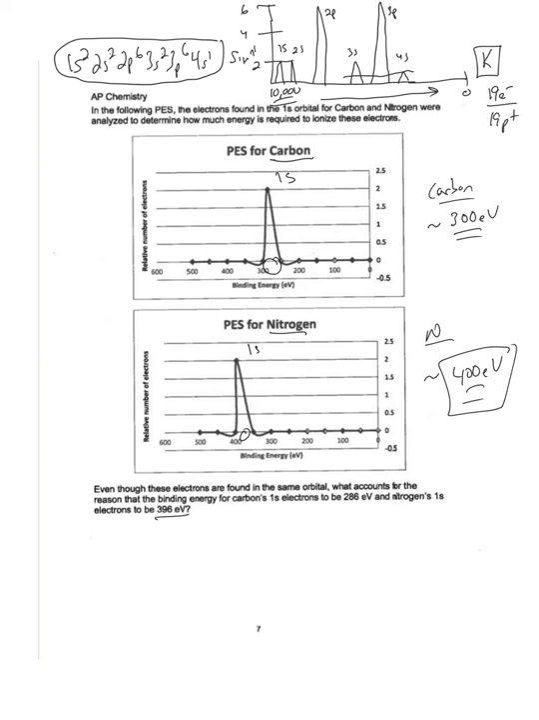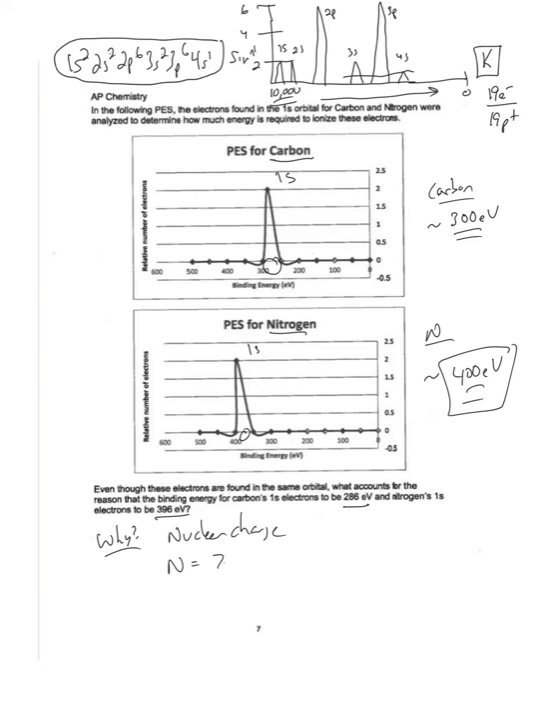And actually the exact values, I wasn't even looking, are down here. So for carbon, to pull the electron is 286 electron volts. For nitrogen, it's that. If they're pulling from the same orbital, why wouldn't it be the same binding energy? Why would it take more energy to remove the electron in nitrogen's 1s than carbon's? And the why is nuclear charge.